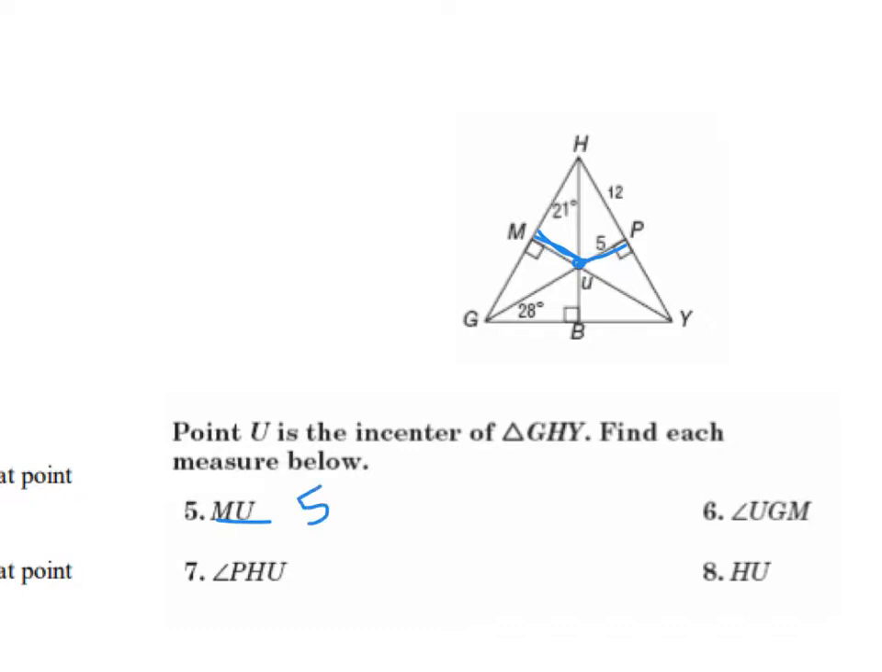And I'm going to go ahead and do the angles. We're not going to worry about number 8. We have to use Pythagorean theorem for that, which is fine, but we're going to move on with our life. All right. P, H, U. Well, they gave me the left part is 21, so that means this is 21 degrees. And then U, G, M. So they gave me the bottom part's 28, so that means that this is also 28.